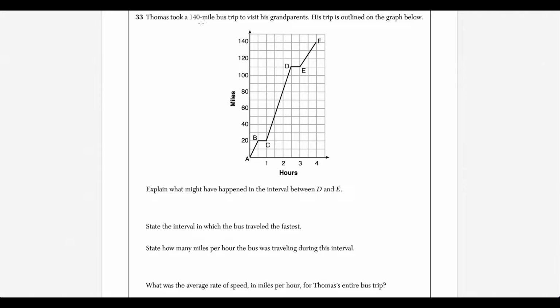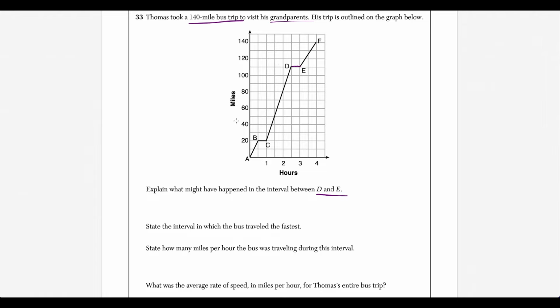So question 33, we have Thomas taking a 140-mile bus trip to visit his grandparents, and the trip is outlined on the graph. Explain what might have happened in the interval between D and E. So notice here, the total trip is 140 miles. So by the time Thomas gets to point F, that's when he's basically at his destination. So what's going on between D and E?